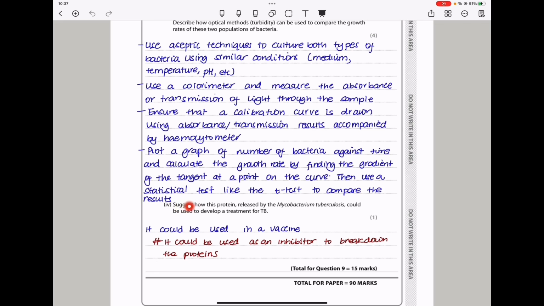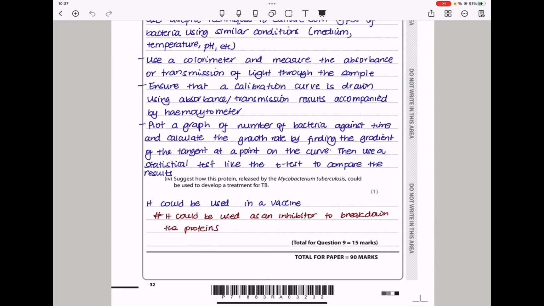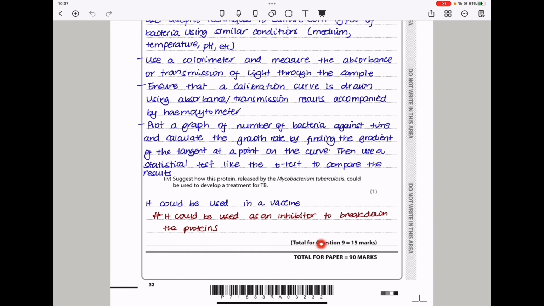Then next they say, suggest how this protein released by Mycobacterium tuberculosis could be used to develop a treatment for TB. The released protein could be used as a vaccine. The vaccine could be injected into the patients, and then the patients can produce antibodies as well as memory cells. So this brings us to the end of question 9 as well as to the end of this paper.